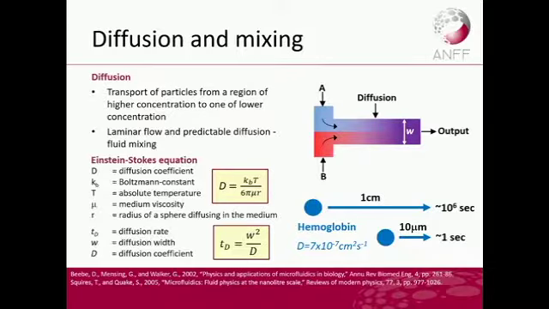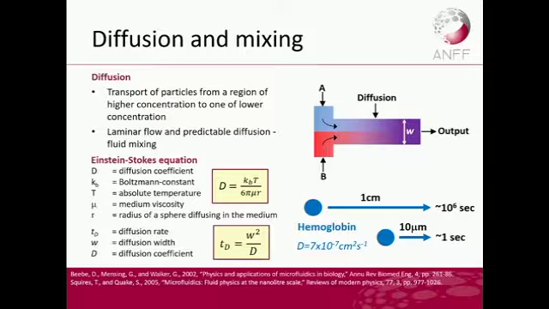Another key aspect of microfluidics is diffusion. Diffusion is basically the transportation of a particle from a region of higher concentration to a region of lower concentration. Here is the Einstein-Stokes equation for the diffusion coefficient. And here is another equation that's quite nice to use, where you can determine the time it takes for a particle to travel across a width W. I put an example of hemoglobin there.